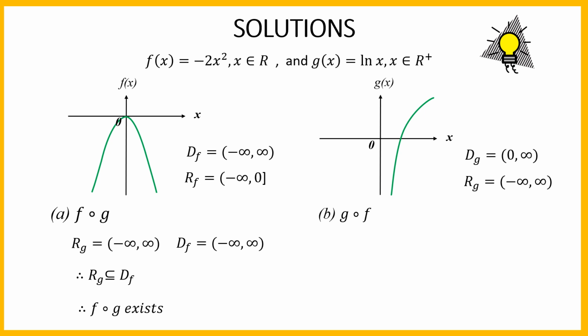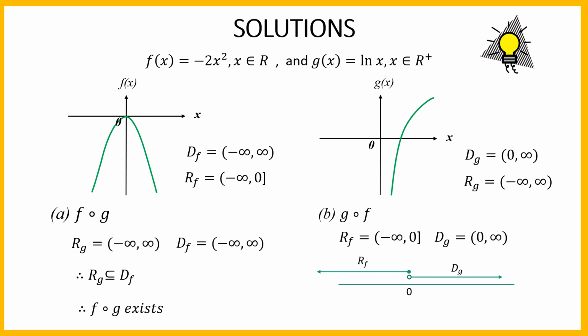For part B, to determine whether g of f exists, we need to analyze the range of f and domain g. By displaying the values of range of f and domain g on a number line, observe that the line domain g will never intersect the line range of f, clearly indicating that the range of f is not a subset of domain g. Thus, g of f does not exist.